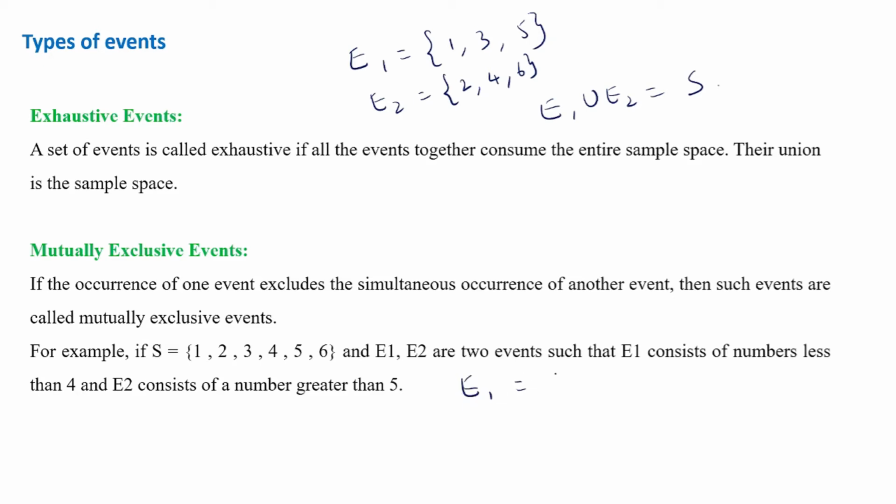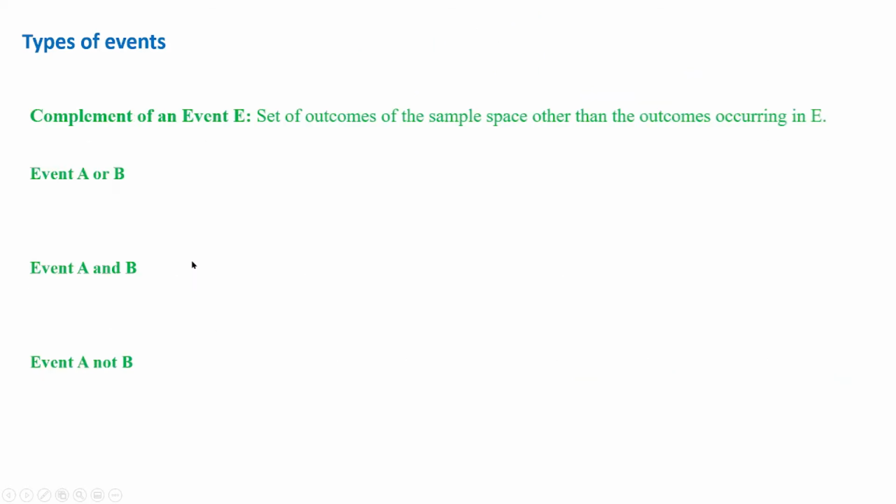E1 will constitute all those numbers less than 4 and E2 will constitute all those numbers greater than 5. Here we can see that E1 intersection E2 is equal to the null set. So if E1 occurs then E2 cannot occur, or if E2 occurs then E1 cannot occur. Such events are called mutually exclusive events.